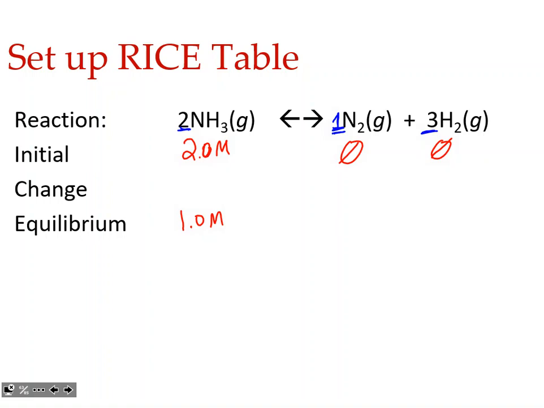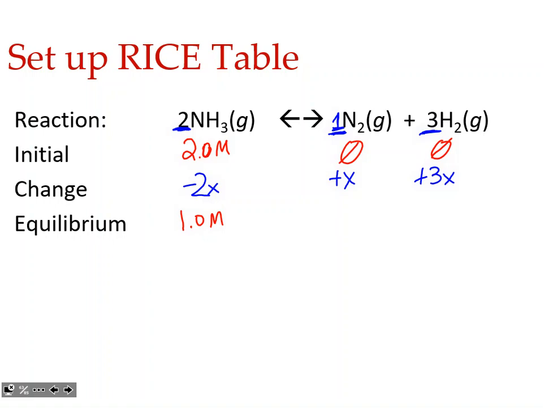The change thing is different though because we have new molar relationships. The amount that we're losing out of the change amount is actually going to be double because the ammonia is 2 moles every time it decomposes. So this is going to be minus 2x because we're losing double the change. We're going to gain x because this is just 1 times the change, and we're going to gain 3x for hydrogen because it's 3 times the change.